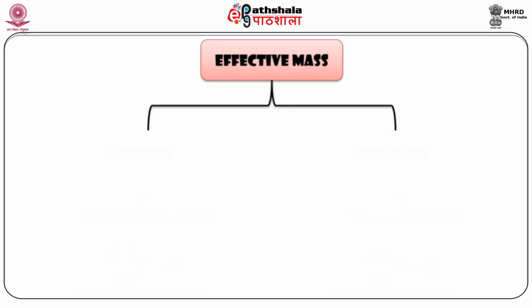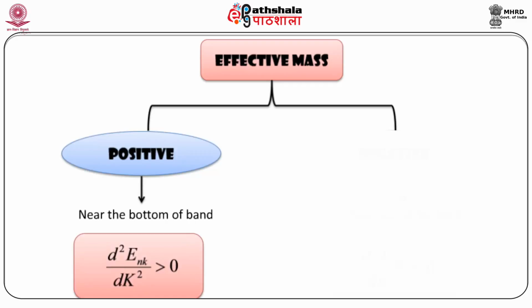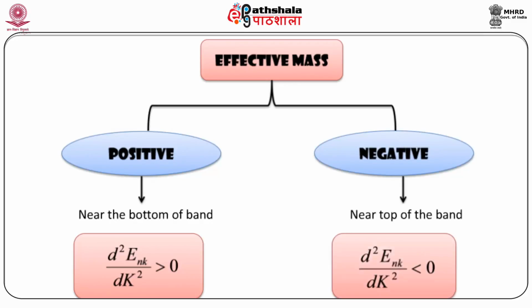Now if you look at this simple expression for the isotropic case, 1/m* equal to 1/ħ² times the double partial derivative of E(k) with respect to k, we find that this can take both positive and negative signs. It is positive near the bottom of the band, that is d²E/dk² is more than 0, and it is negative near the top of the band, that is, the double derivative of the energy E(k) with respect to k is less than 0. Instead of thinking of these electrons as having negative mass, one can think of them as being holes with positive charge.